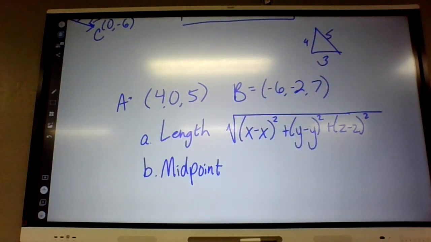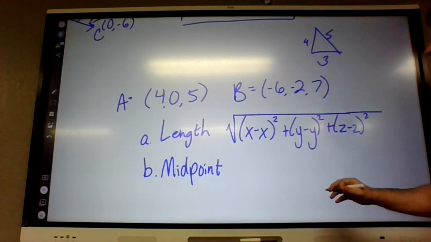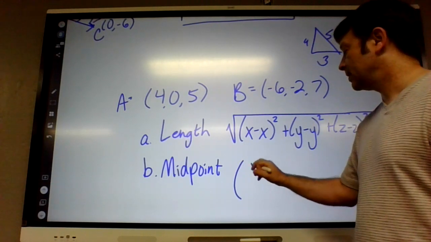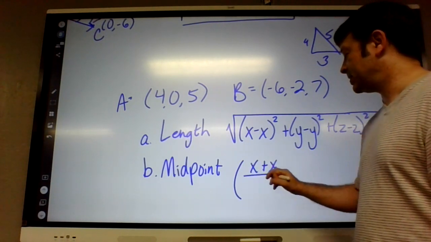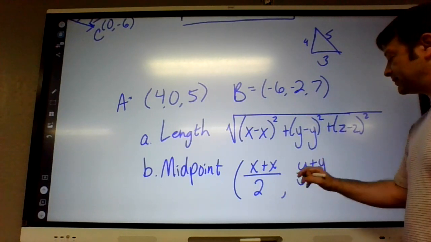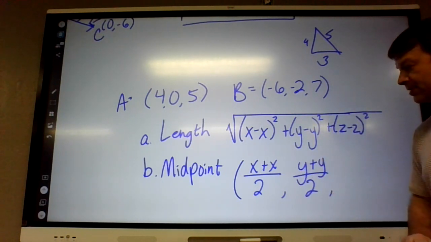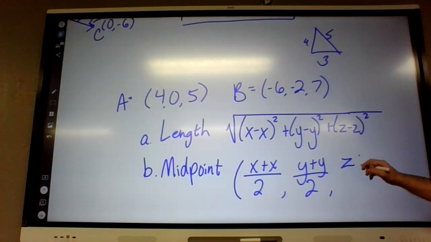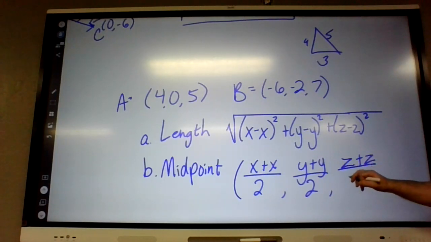Okay, and do you guys remember the midpoint formula? Right. You average the x values for the x coordinate. You average the y values for the y coordinate. In this case, the 3D version, you average the z values for the z coordinate.